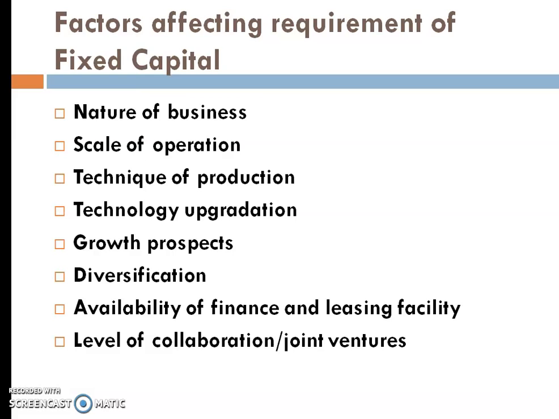requirement would increase. Okay. Last but not the least, we have level of collaboration or joint ventures. Now each and every facility is not available in every organization, so certain organizations collaborate to share each other's facility. This reduces the requirement for fixed capital. For example, we can use the ATM of SBI in PNB Bank. So this is an example of collaboration. These two organizations are sharing their assets.